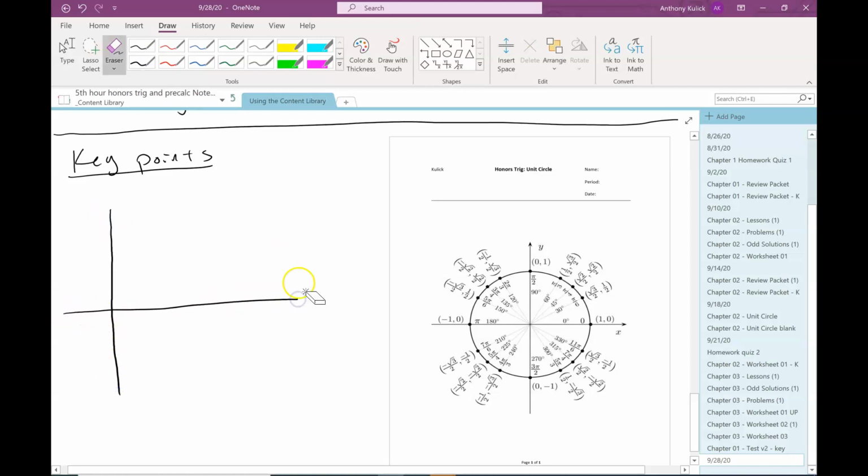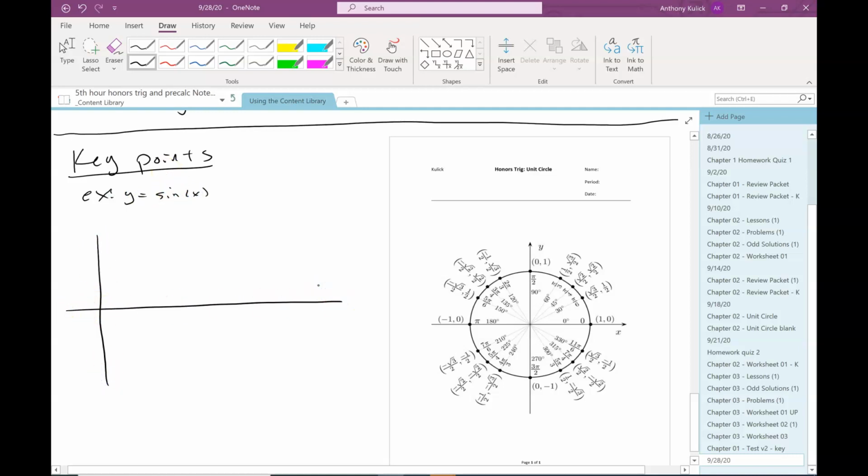So let's say that we're graphing y equals sine x. Everybody okay with that idea? So in this case, x is some kind of angle measure, and y is the value for sine. Is everybody okay with that idea? So I can get both of those things by looking at the unit circle.